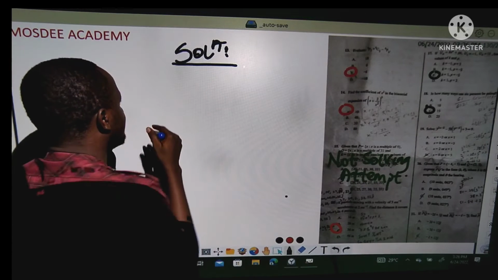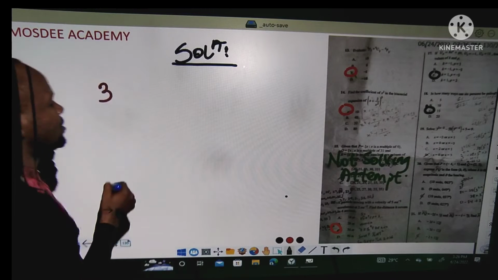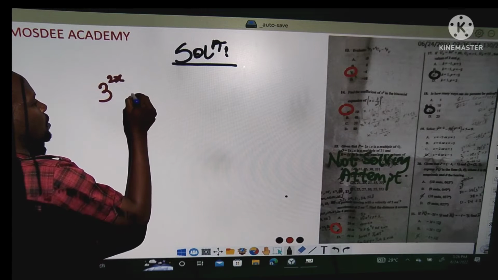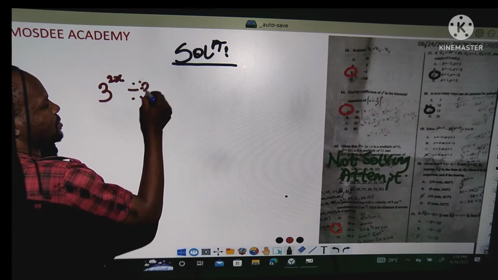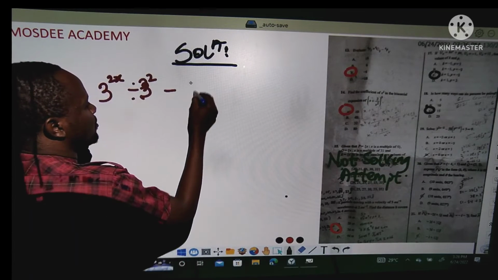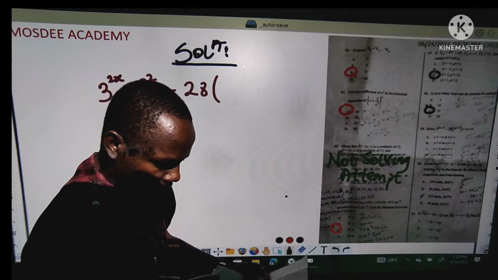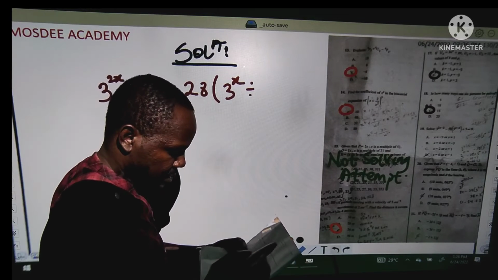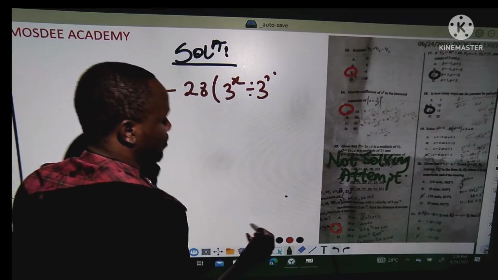And that one is like saying, let me just show you that, because I didn't show some of you. Time is counting, but I just have to show you. 3 raised to power 2x divided by 3 raised to power 2. Then minus 28, open brackets, I think that one is also minus 3 raised to power x divided by 3 raised to power 2.